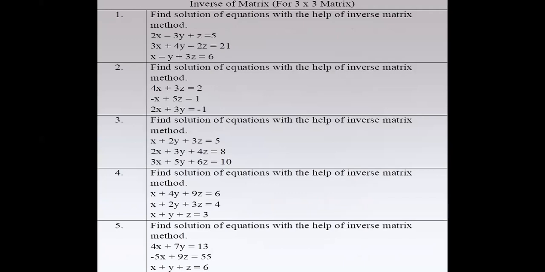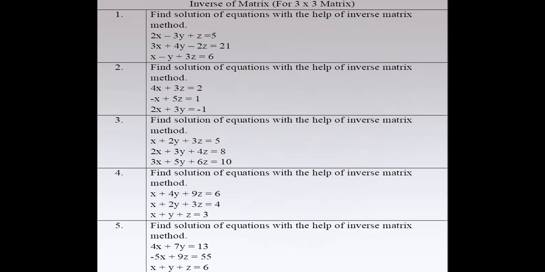Question number 1. Find the solution of the equations with the help of the inverse matrix. Dear students, please write down the question first. 2x minus 3y plus z equal to 5. This is our first equation.